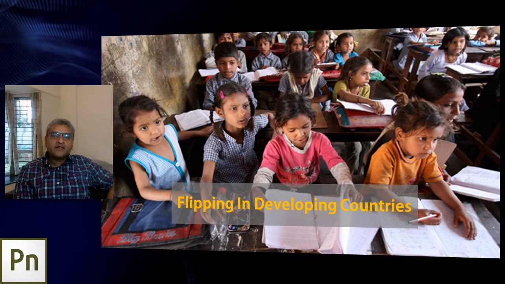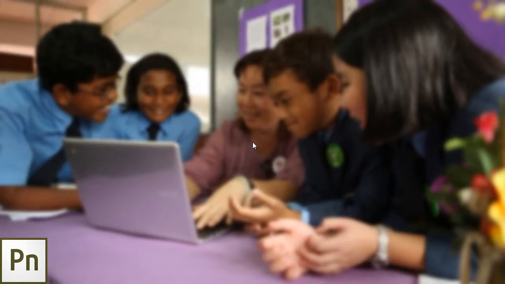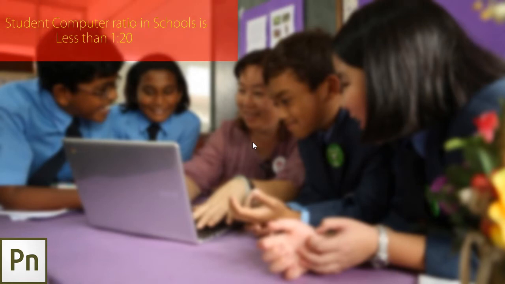The question that comes to your mind is, how do we flip classrooms in developing countries? In these countries, the student computer ratio is less than 1:20. Little or no penetration of computers at home.